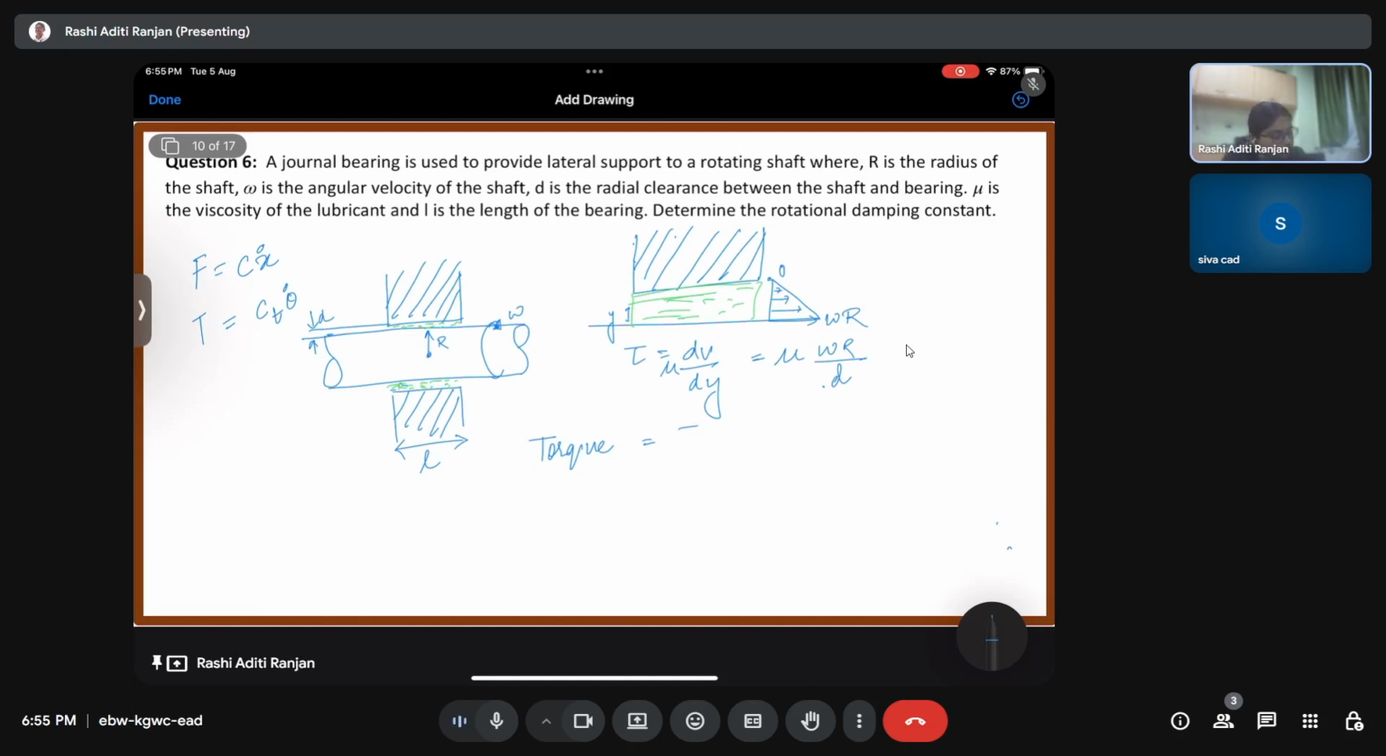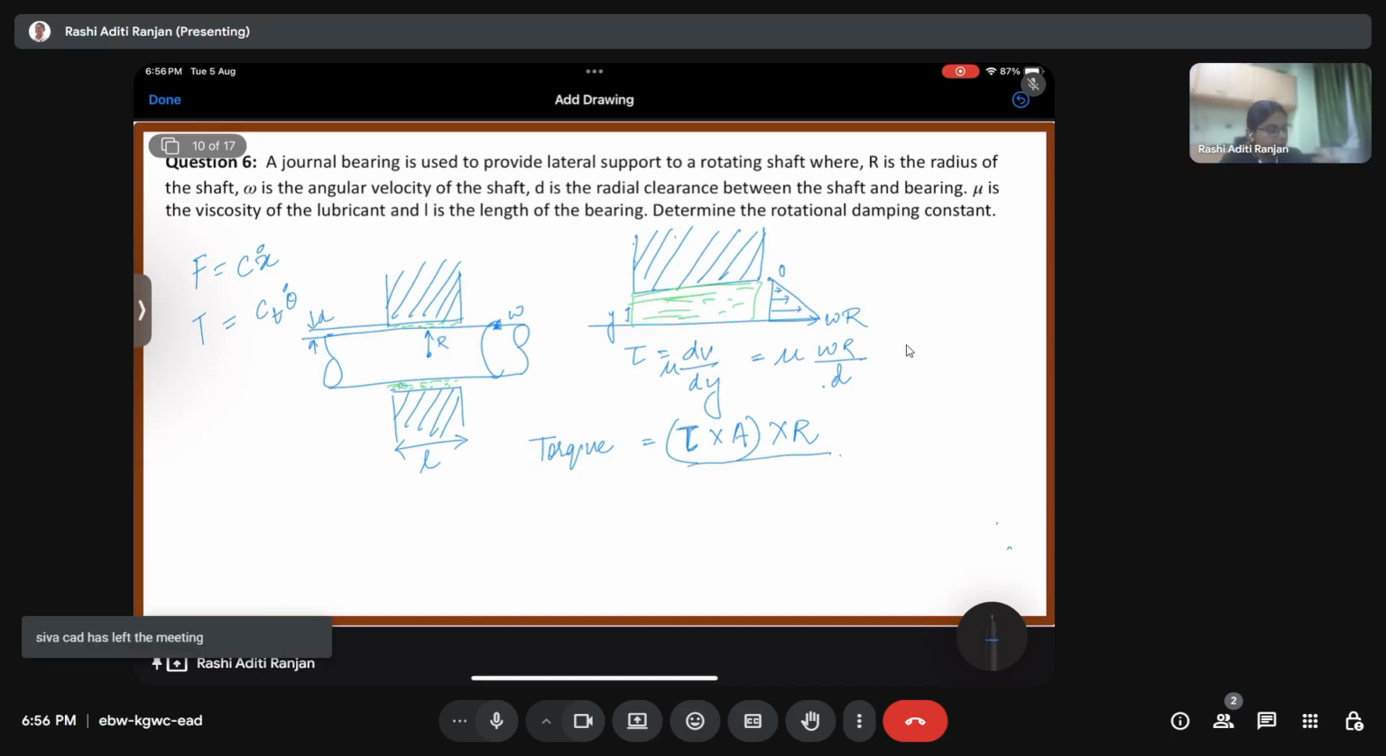So torque is going to be shear stress tau into area. This is the force. And then we have to multiply the force with the arm length, which is R. This is going to give us the torque. Okay, so this is the torque that we have. Now we know that for this torque, the shear stress can be written as mu omega R by D.